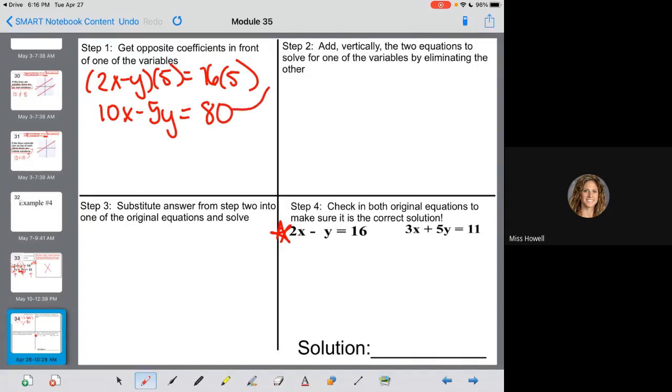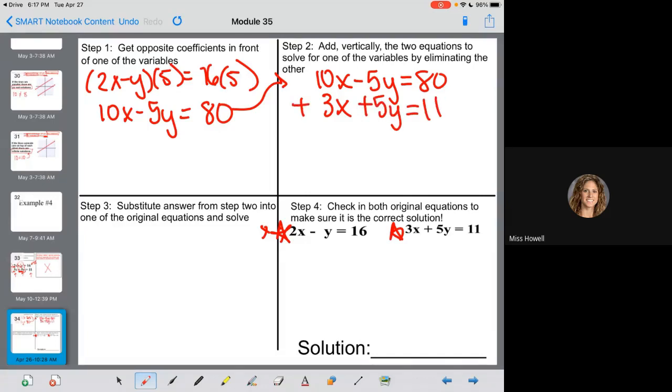All right, so now we're going to use that over here in place of this first equation. So 10x minus 5y equals 80. We're going to use this second one with it, 3x plus 5y equals 11. We're going to stack them up and add them up. 10x plus 3x would give us a new amount of 13x. Negative 5y plus 5y will eliminate, and that's our goal. Get opposite coefficients so you eliminate either the x or the y from the problem. 80 plus 11 would give us a 91.